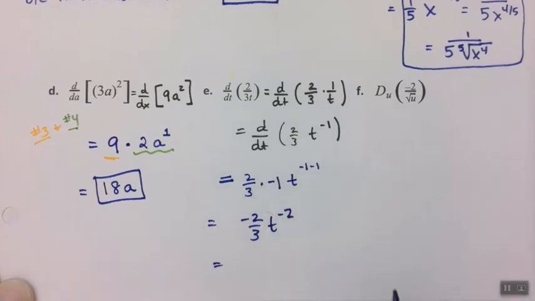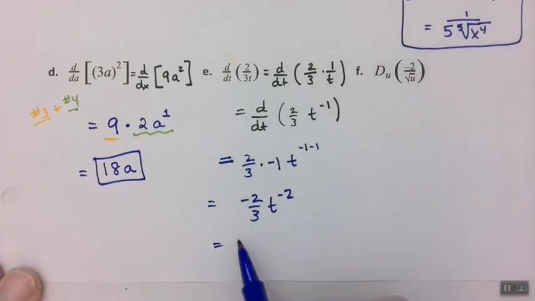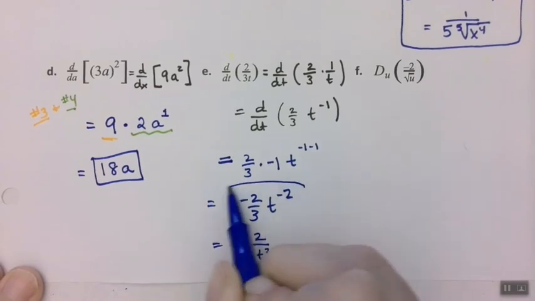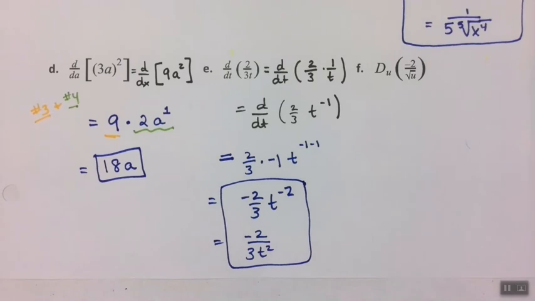And as with that problem for letter C, I'm okay with you leaving it like this, but I also would be okay with you rewriting it like that. Either one of those is correct, and you should be able to, with your algebra skills, go back and forth between them depending on what you need for your particular problem.